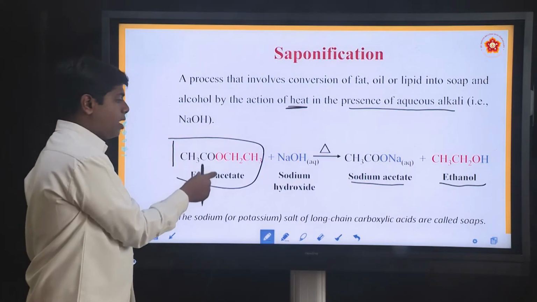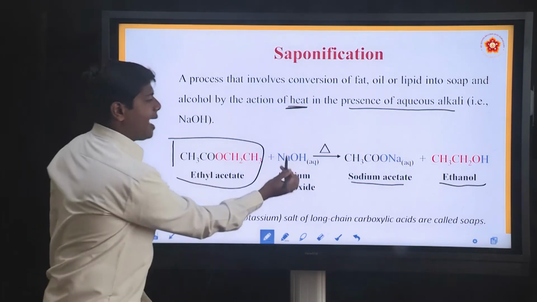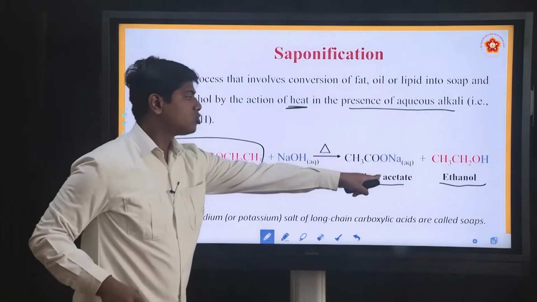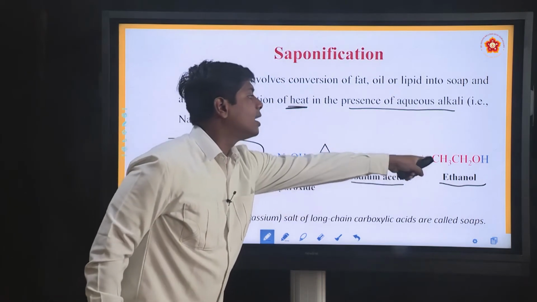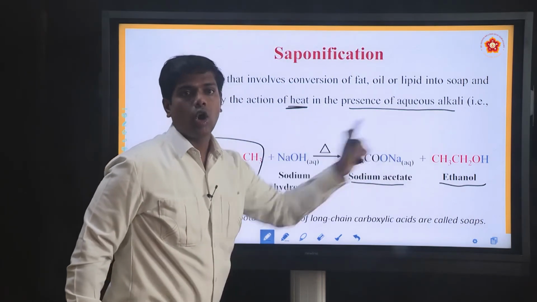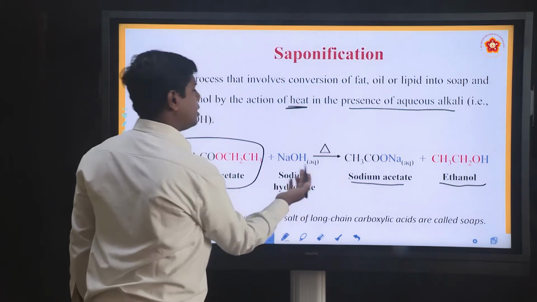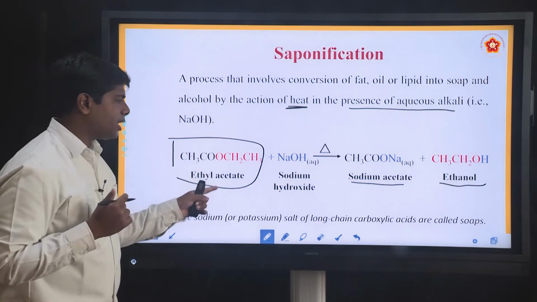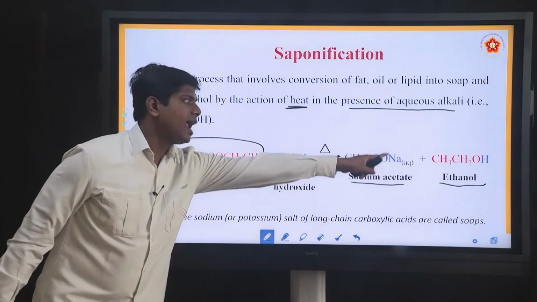This is the ester. When ethyl acetate reacts with sodium hydroxide, it forms sodium acetate, that is the soap molecule, and ethanol, this is the alcohol, in the presence of heat or in the presence of sodium hydroxide. When we heat this ethyl acetate in the presence of sodium hydroxide, it forms sodium acetate and ethanol.